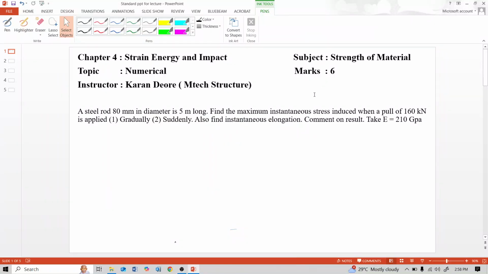Today, in this video lecture, we will see another numerical on strain energy and impact. In this numerical, we will find gradually applied stress and suddenly applied stress also. We all know that gradually applied stress is load upon area, and suddenly applied stress is 2 into load upon area. So these are the differences between gradually applied load and suddenly applied load.